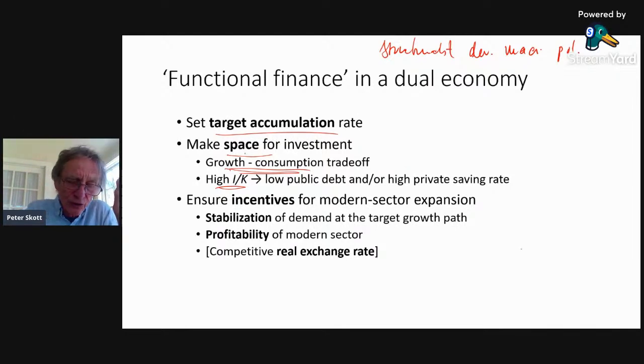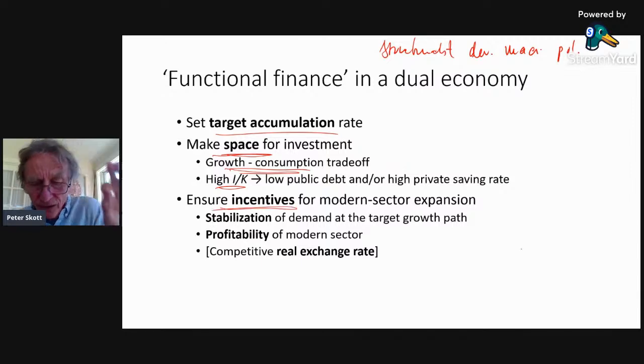It's not enough to just make the space for investment. You need to ensure incentives for the modern sector to actually fill that space, to actually carry out the private investment. If you rely on private investment, which most economists do, and that's probably a reasonable thing, not to have complete dominance of the public sector in the investment decision, then you want to give the private sector the incentives to carry out the investment.